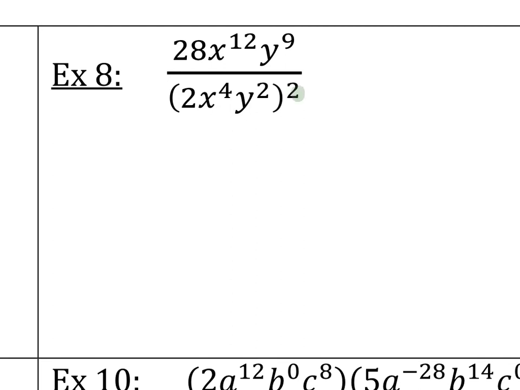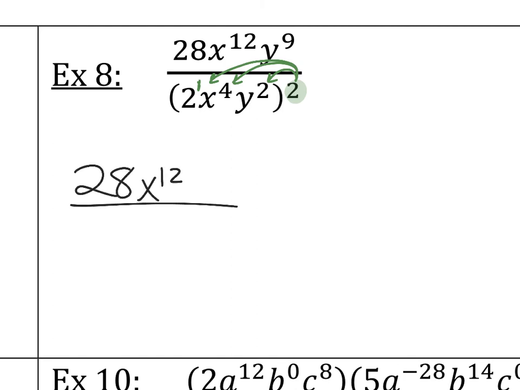I've got a power raised to a power here in the denominator. So I'm going to write in all of the exponents here and start distributing. Okay, I'm just going to straight up rewrite the numerator because I didn't do anything with the 28, x to the 12th, or y to the 9th, but I did do something with the bottom. This is going to be 2 to the 2nd power, x to the 8th power, and y to the 4th power. Whoa, did everyone follow?